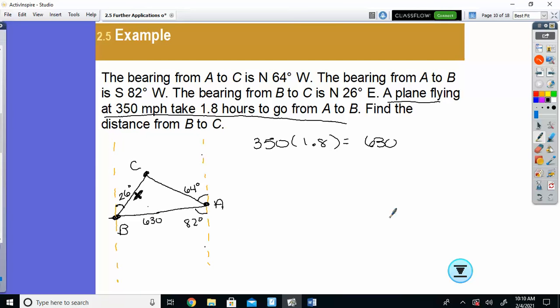Okay, so I know what I need to find, but I have to make sure first that I have a right triangle. So I have to find some of my angles. You can probably find this one over here pretty easily. All three of these together make up a straight line, which is 180. So let's do 180 and subtract off the 2 we have. 180 minus the 82 and the 64. And we get 34 degrees for this angle.